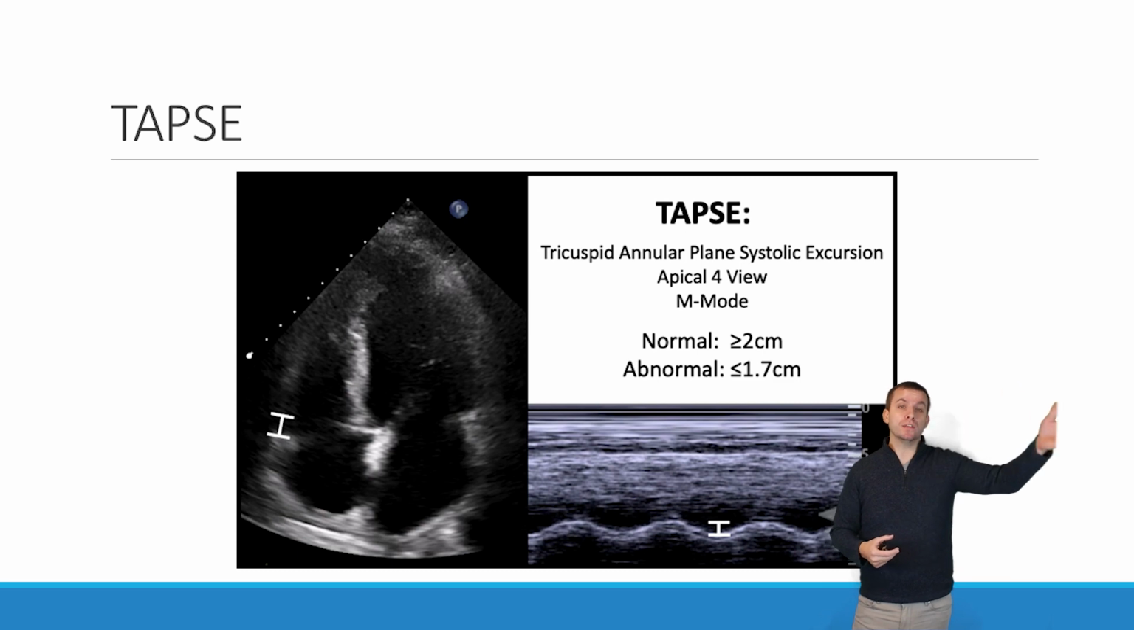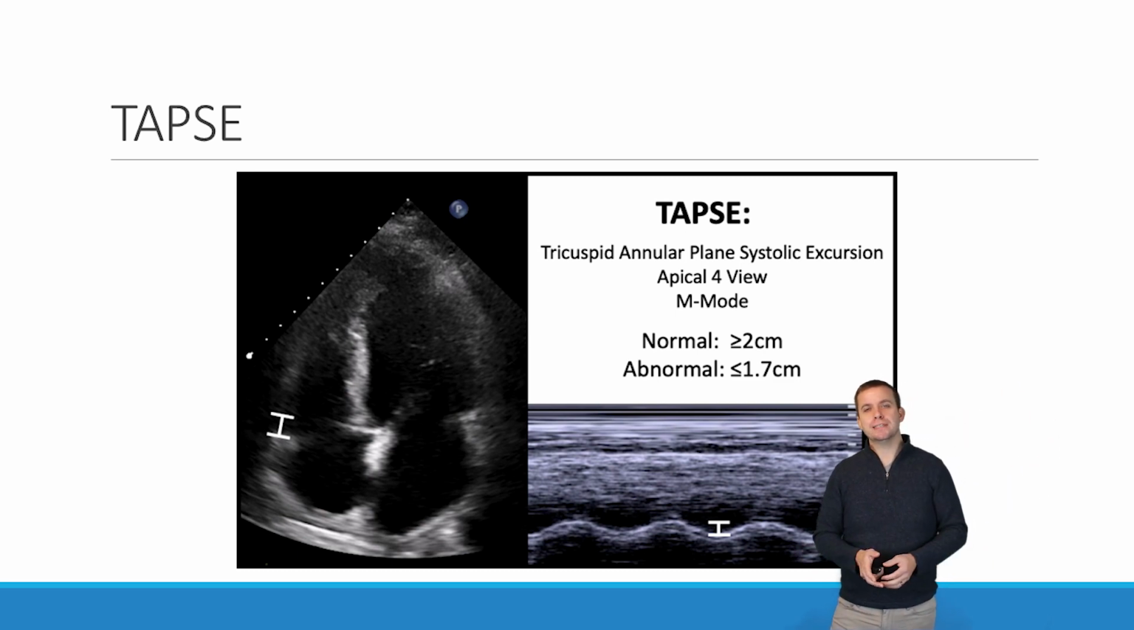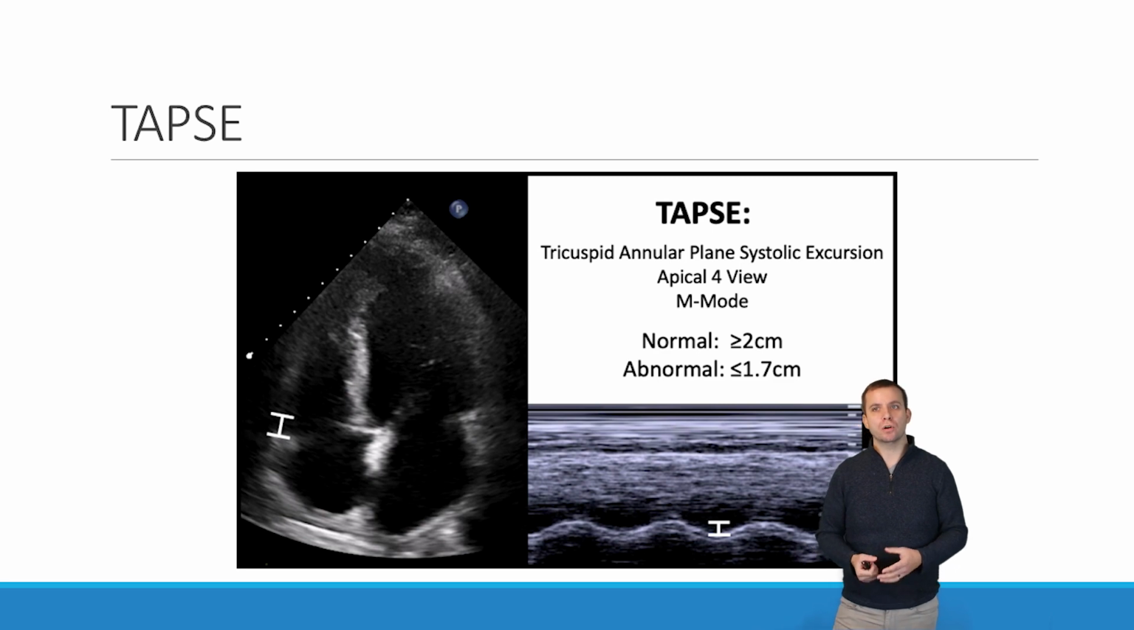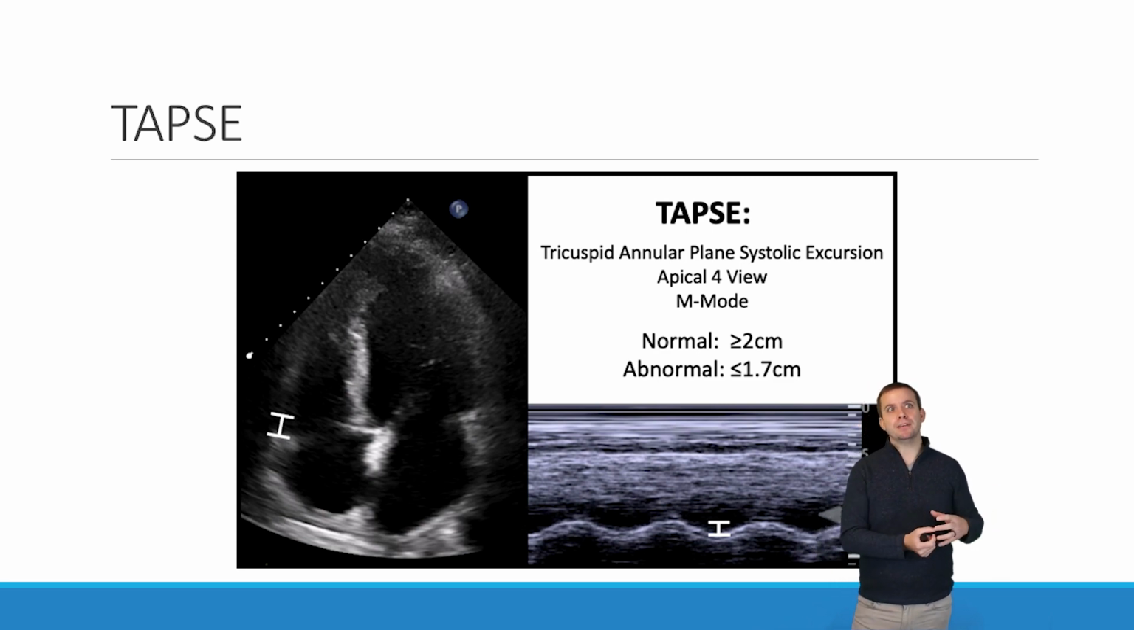If it shortens more than 2 centimeters, that's normal. If it's less than 1.7, that's abnormal. So TAPSE is often given as a value on echo, and that way you can really get an idea of how well someone's heart is functioning. Again, TAPSE is more of a function measure. It is dependent on what their preload and afterload conditions are.